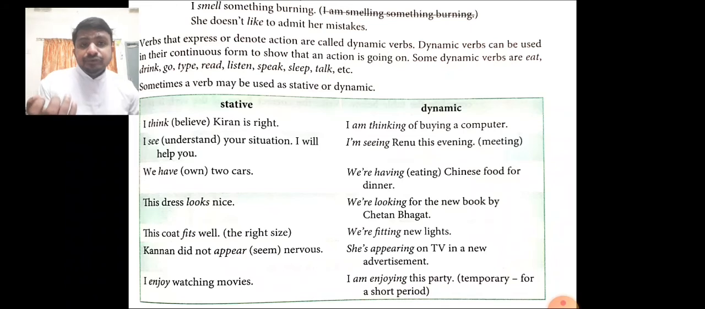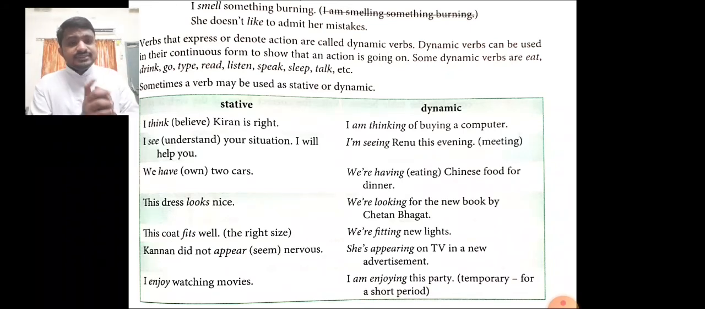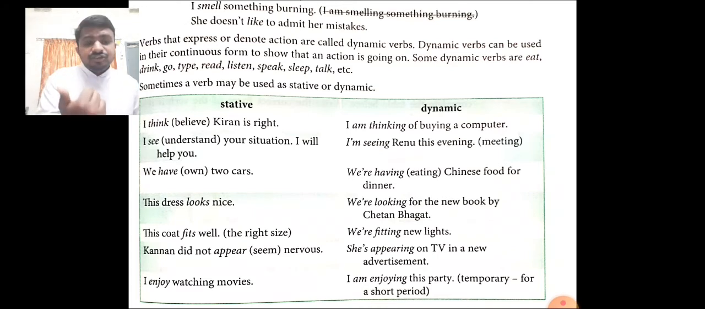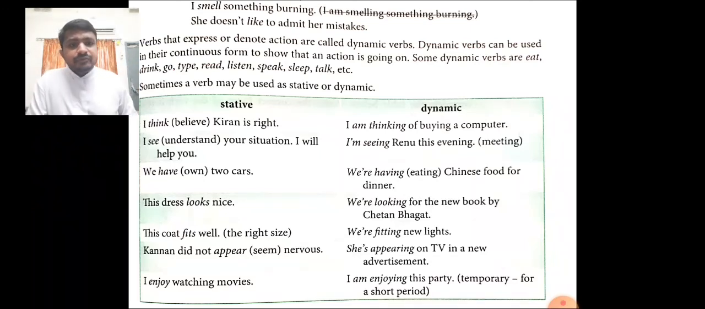Now, there are a few verbs that can be used either as dynamic or stative. For example, I think or I believe Kiran is right. There, a stative verb is used. But look at the next sentence in the dynamic form. I am thinking of buying a computer. There, an action is happening in myself. So, that is a dynamic verb.